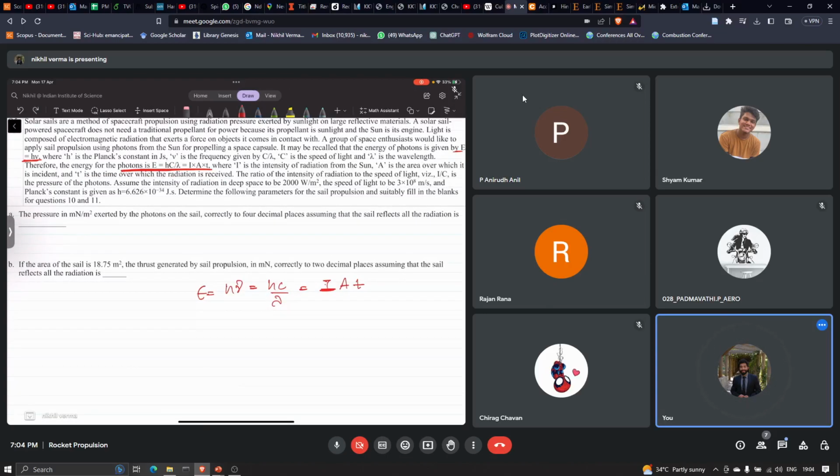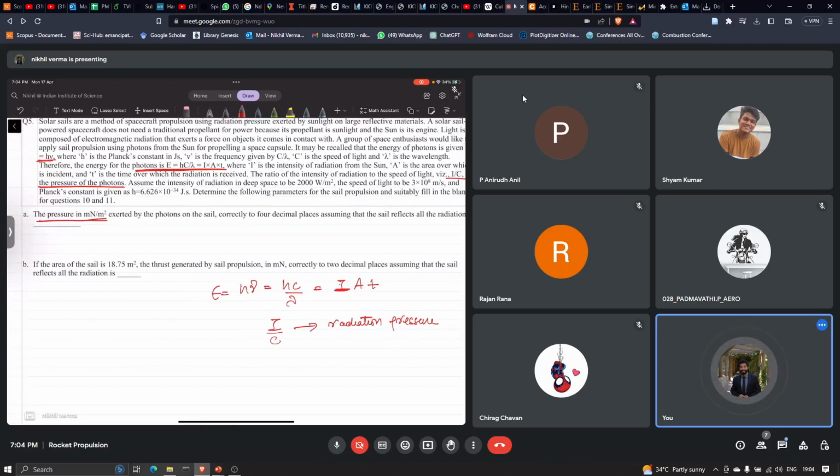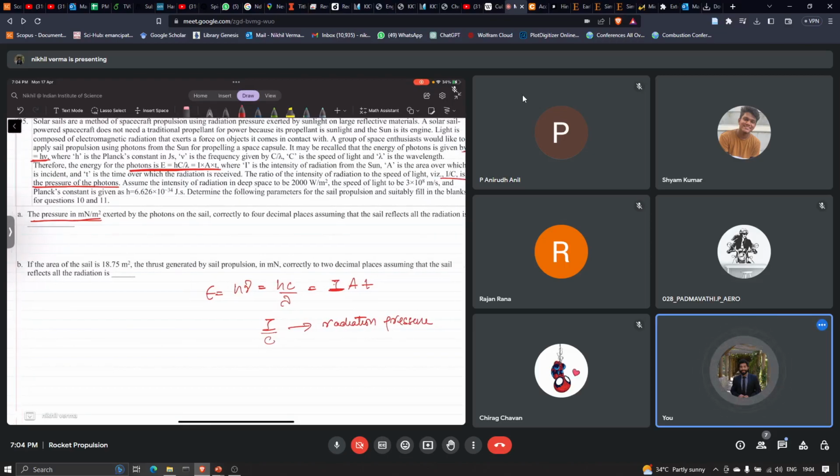Okay, so the ratio of the intensity of the radiation to the speed of light, I by c, is known as the pressure of the photons. Okay, so this is the radiation pressure. So what we have to find is the pressure that is exerted by these photons. Okay, so let us try this problem.